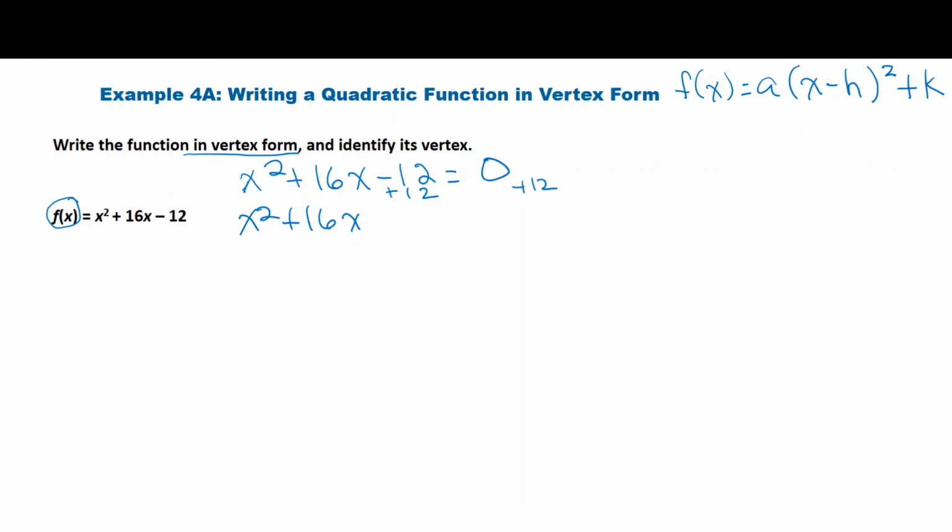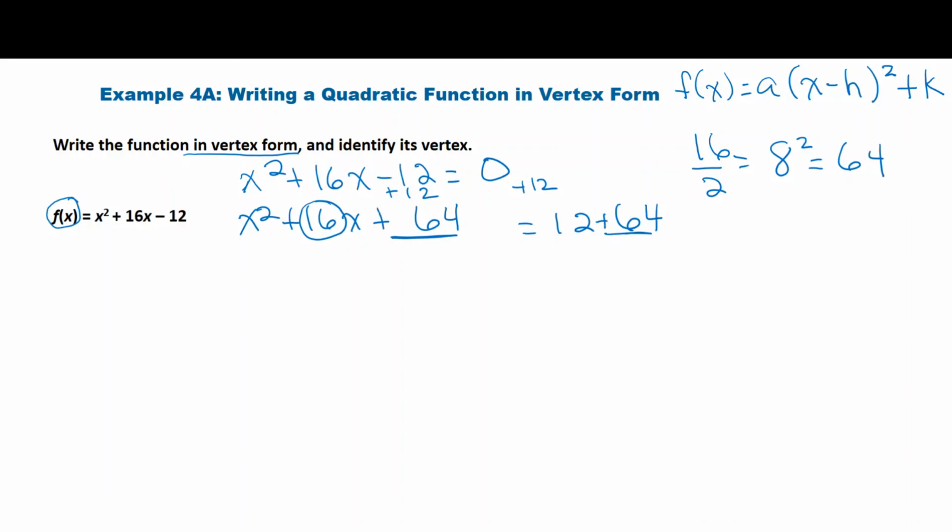Okay, and so that's going to equal 12 over here. I'm going to leave a little spacing here. All right, and so now what I want to do is figure out what I'm going to put in here. So I'm going to look at my b, which is 16. So I'm going to say 16 divided by 2 equals 8, and 8 squared equals 64. Okay, so I'm going to add 64 to both sides. All right, plus 64, plus 64.